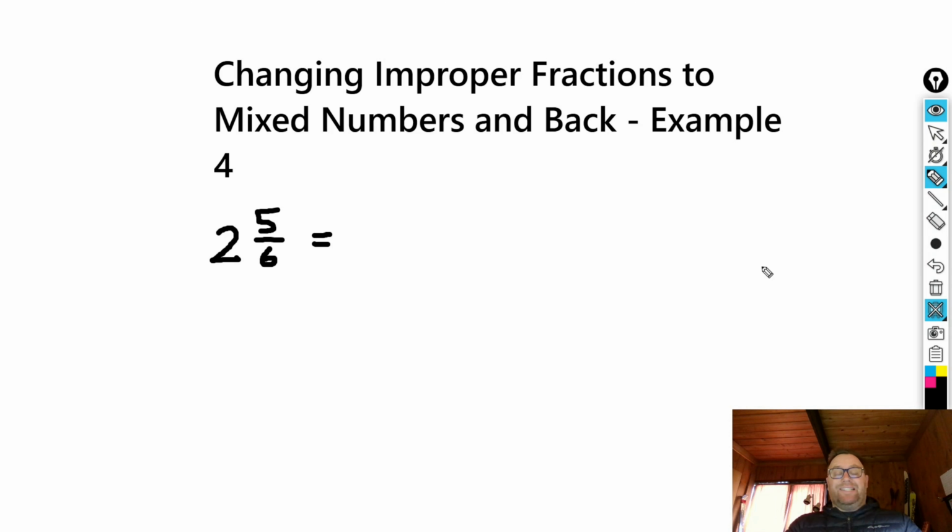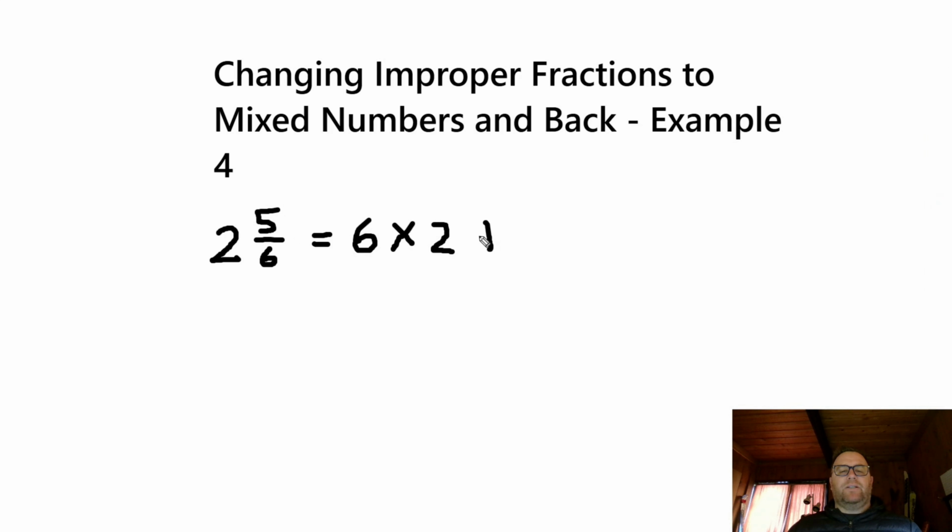Okay, in our fourth example, we're going to take the mixed number 2 and 5/6 and change that to an improper fraction. So we're going to take the denominator of the mixed number, so 6, and multiply it by the whole number part of the mixed number. So we're going to do 6 times 2. Then we're going to add the numerator, so we'll do 6 times 2 plus 5.